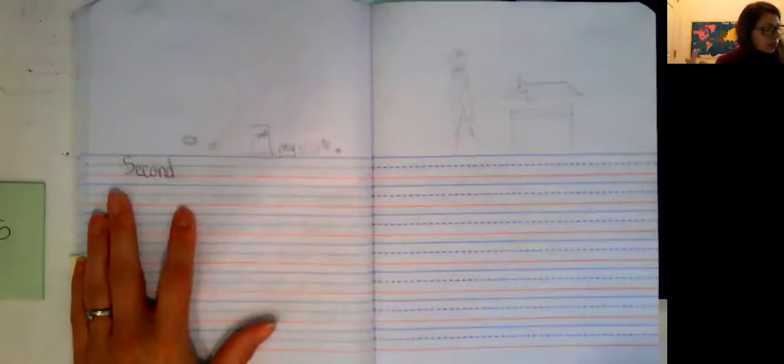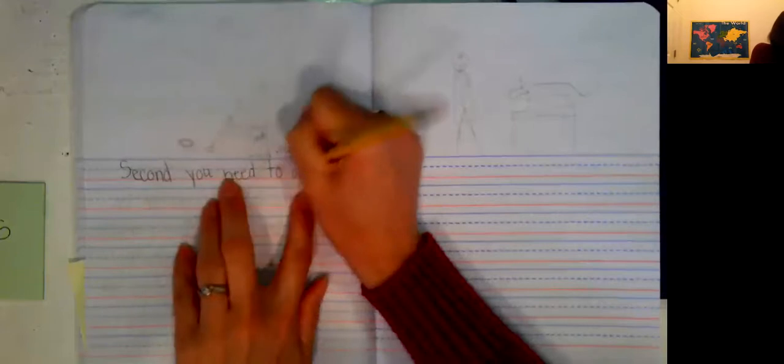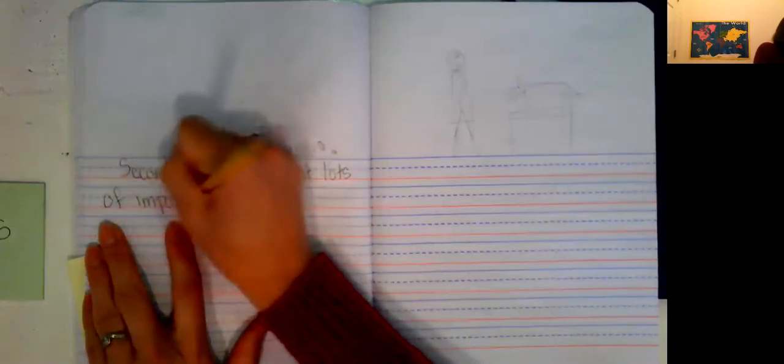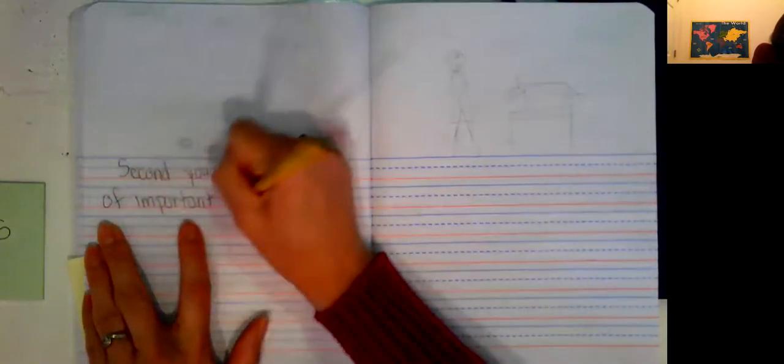Okay, now I'm going to turn my page, and this sketch was about supplies, all the supplies you need. Second, so first you have to make sure you have enough time and love to give a dog. Second, you need your supplies. Second, you need to get lots of important supplies for your dog.